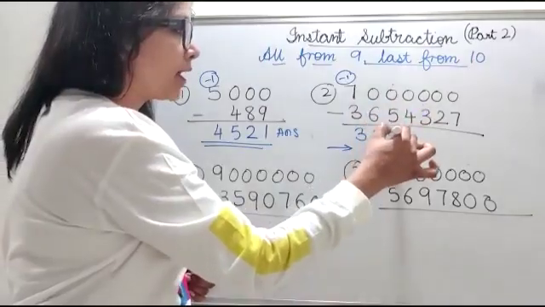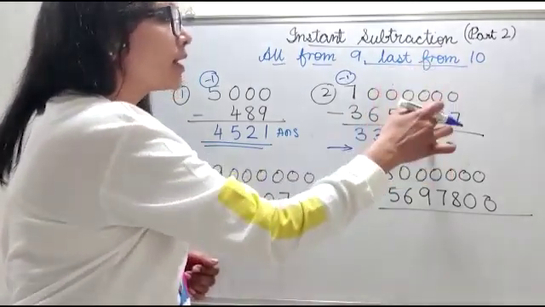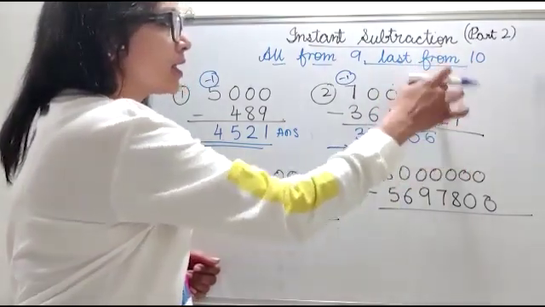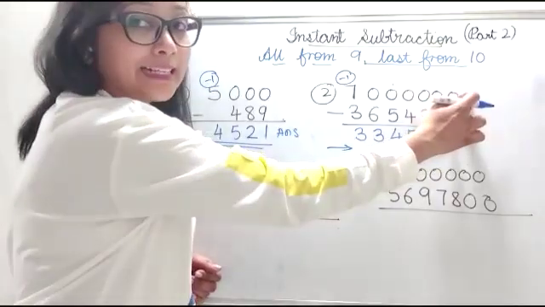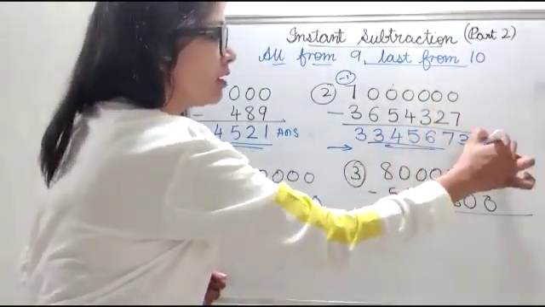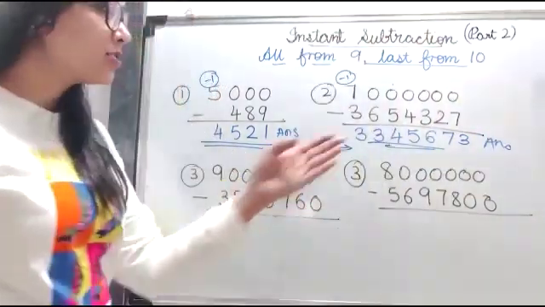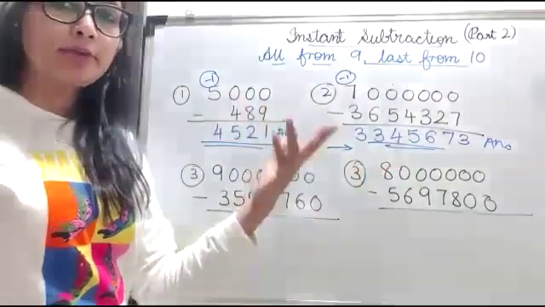9 minus 5 is 4. 9 minus 4 is 5. 9 minus 3 is 6. 9 minus 2 is 7. And the last one, 10. 10 minus 7 is 3. So this is your answer. Try solving this sum from left to right, you will have a better vision of doing the sum.